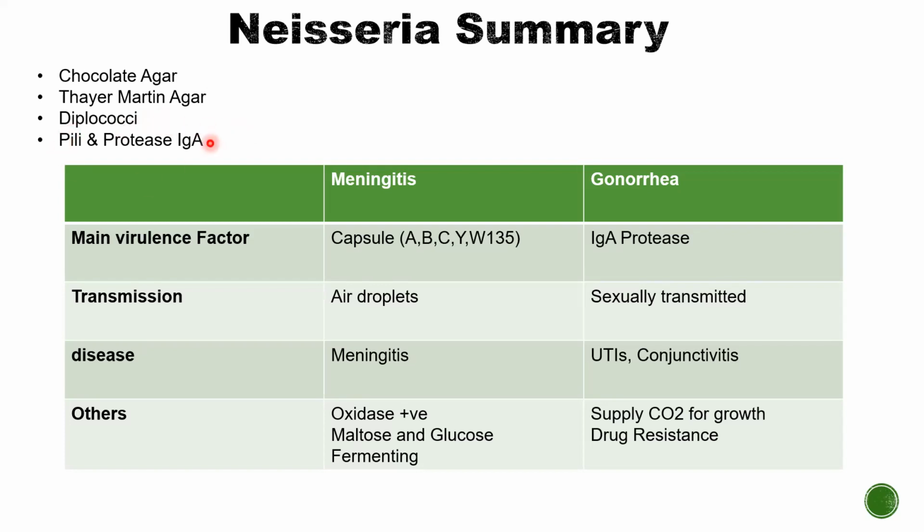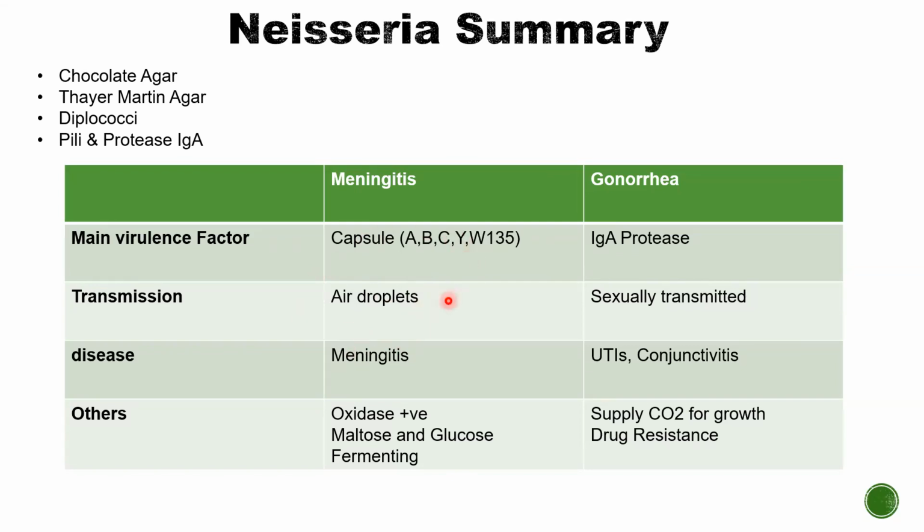And these are the main virulence factors. Now, don't get me wrong, I'm not saying that meningitidis does not have IgA protease. It does, it's a general feature, but it's not the main one involved in the pathogenesis of the disease. So I'm mainly focusing on the virulence factor that's directly related to the pathogenesis. The fact that it's capsulated causes meningitis, the fact that it has all of these different strains makes it very hard to control. The fact that its transmission is by air droplets.